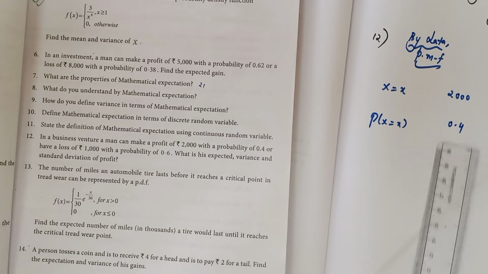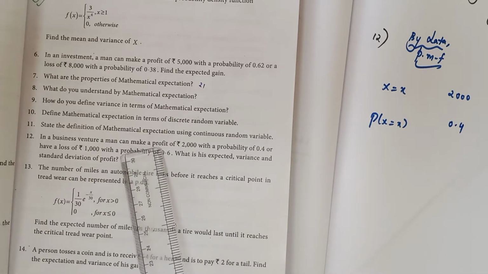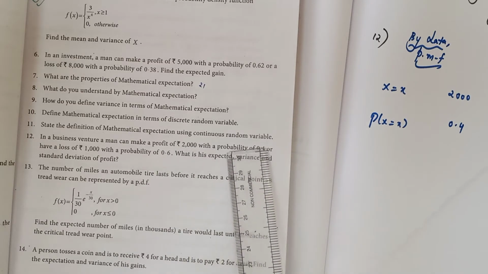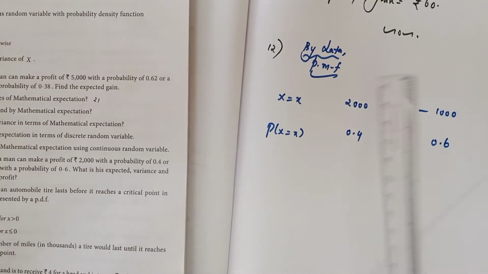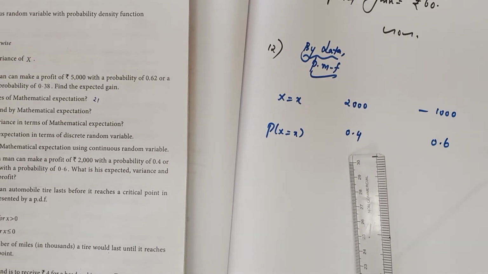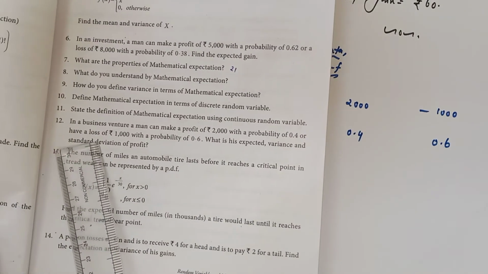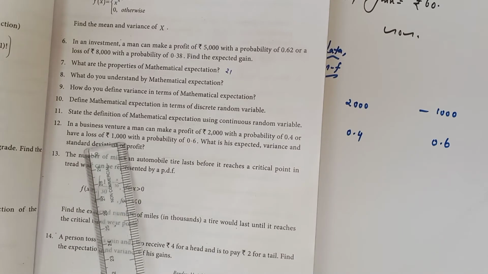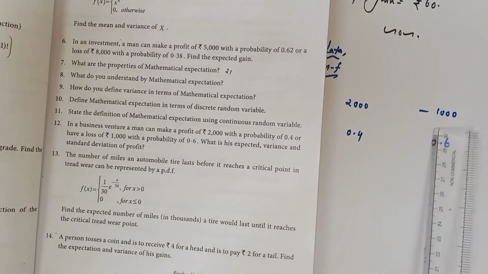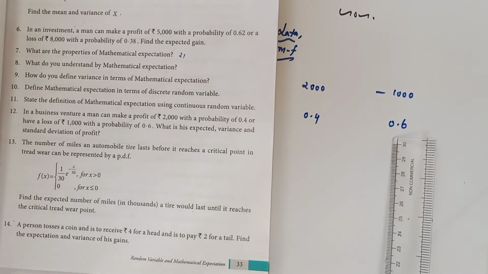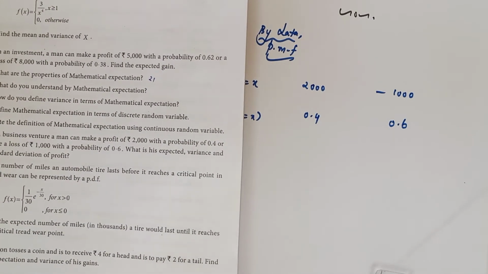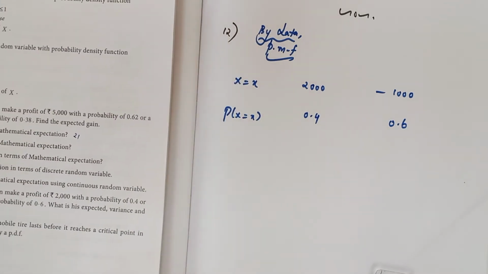From the given data, we have to frame a PMF table, probability mass function. You are given profit, so you have to consider it as a positive value, 2000, probability value is 0.4. Here you are given loss. A loss means you have to introduce minus. Minus 1000 rupees, probability value 0.6. We have to find out the expected variance and expected standard deviation of profit. We can find.